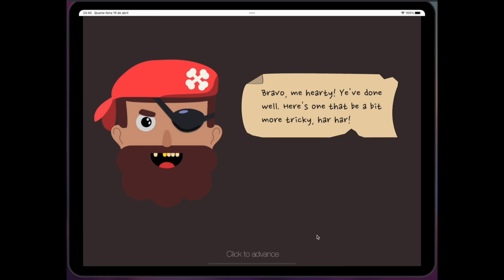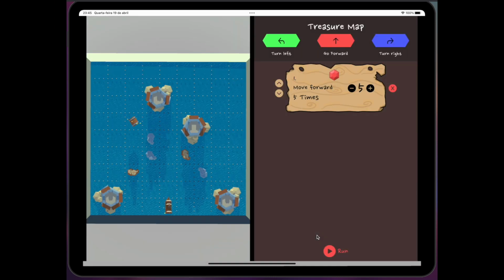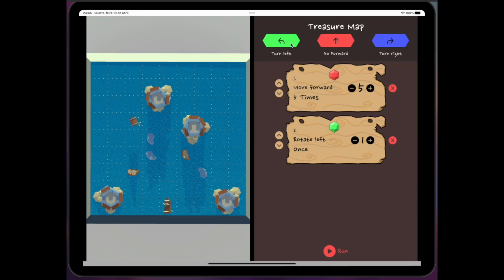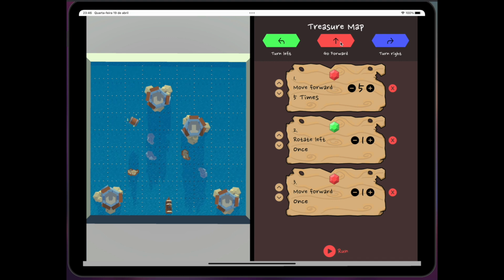The second level builds on top of the first, teaching the player how to turn the ship. In hindsight, this level is not required, but I felt it was necessary to bridge the gap into the final, more challenging level.